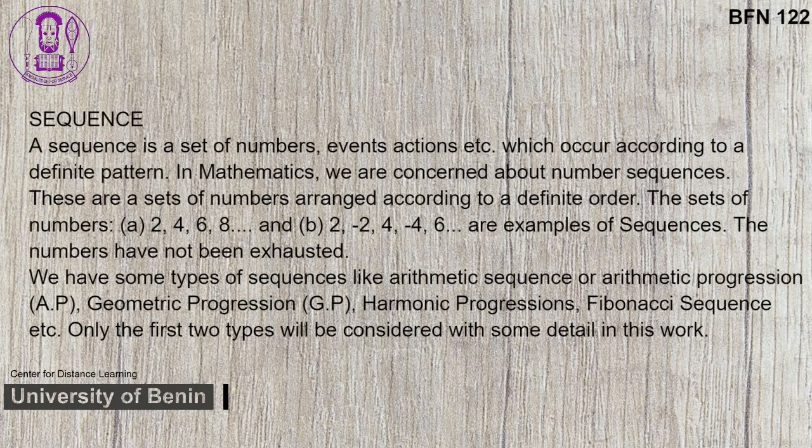Sequence. A sequence is a set of numbers, events, actions, etc. that occur according to a definite pattern. In mathematics, we are concerned about number sequences. These are sets of numbers arranged according to a definite order. The sets of numbers A, 2, 4, 6, 8, and B, 2, -2, 4, -4, 6, are examples of sequences. The numbers have not been exhausted. We have some types of sequences like arithmetic sequence or arithmetic progression, AP, geometric progression, GP, harmonic progressions, Fibonacci sequence, etc. Only the first 2 types will be considered with some detail in this work.